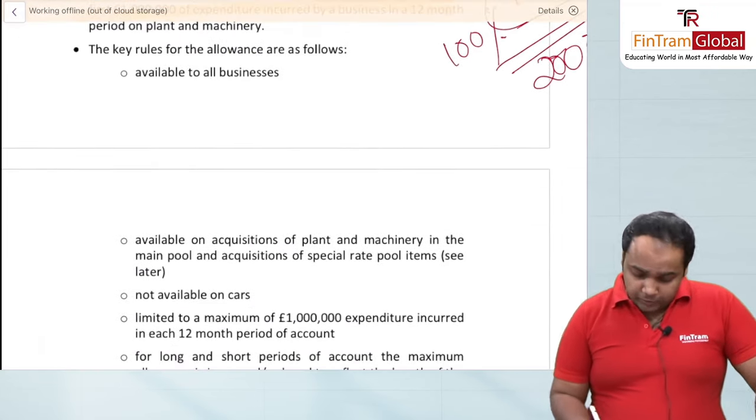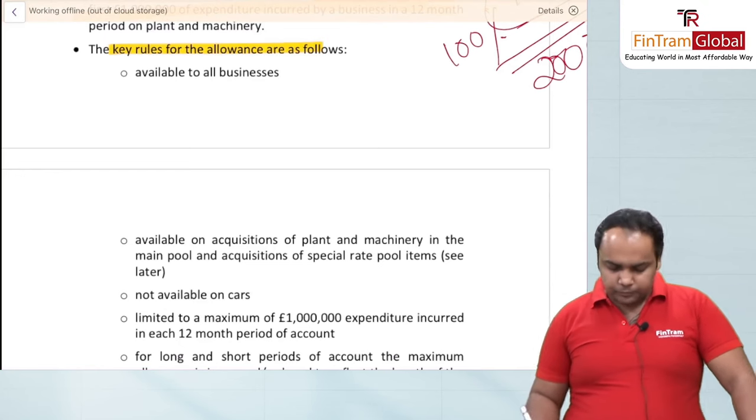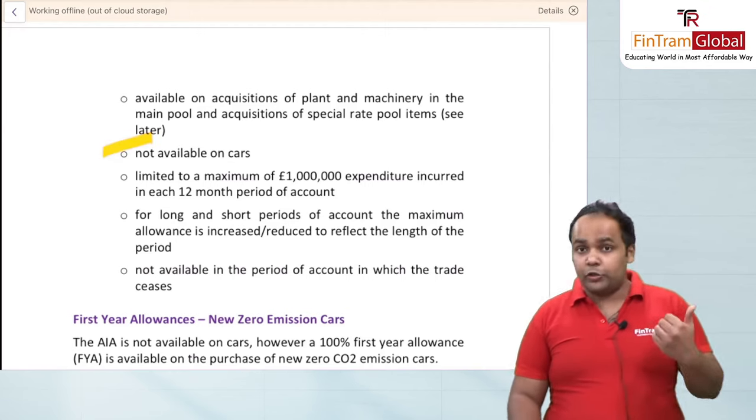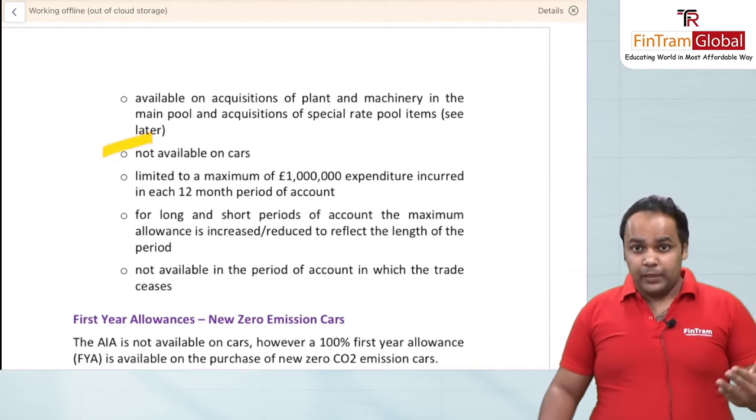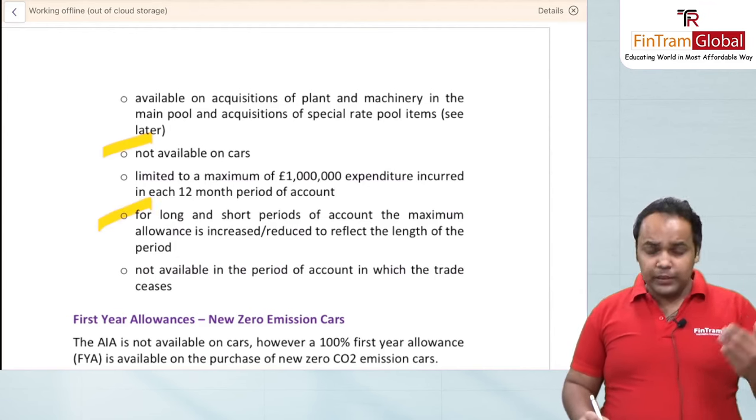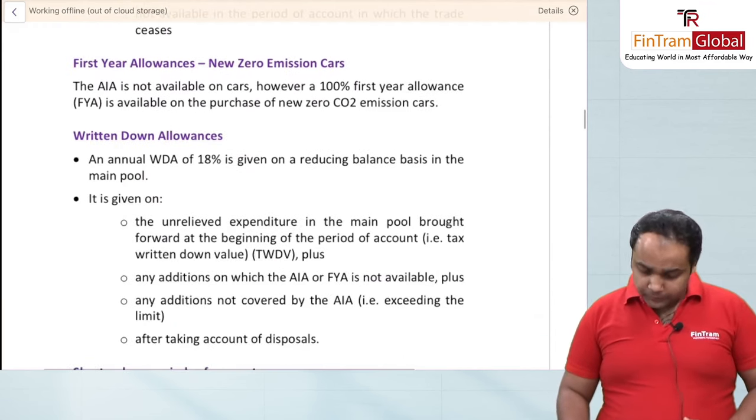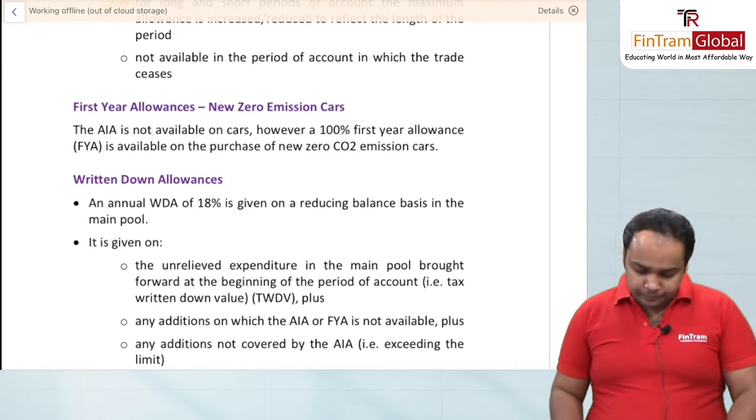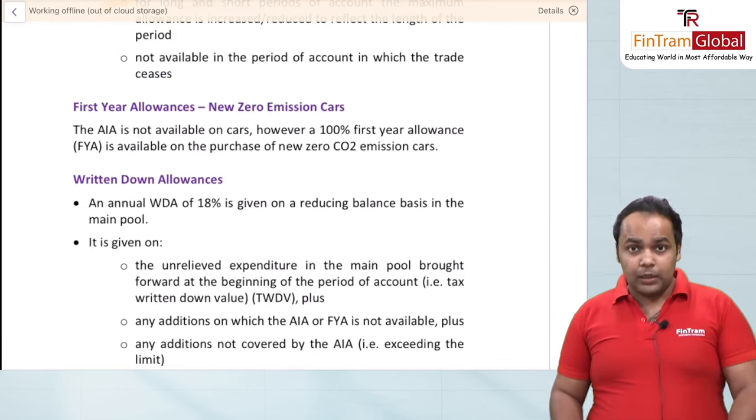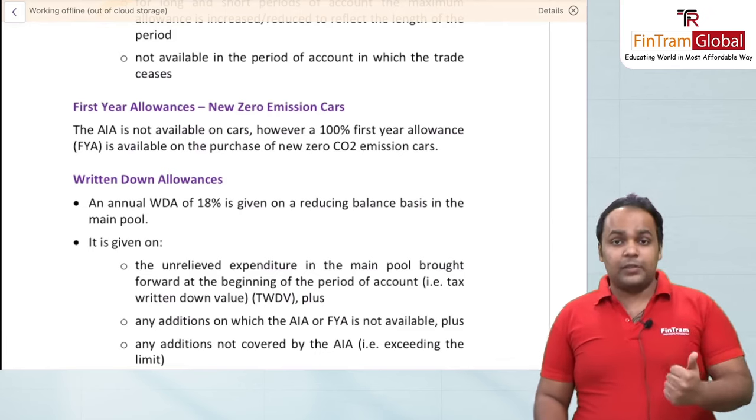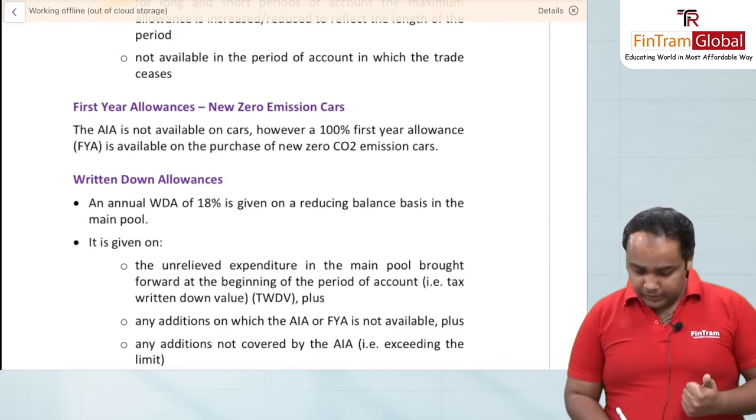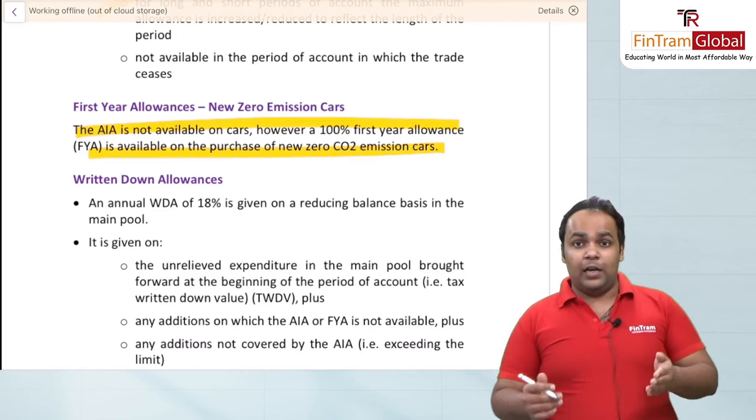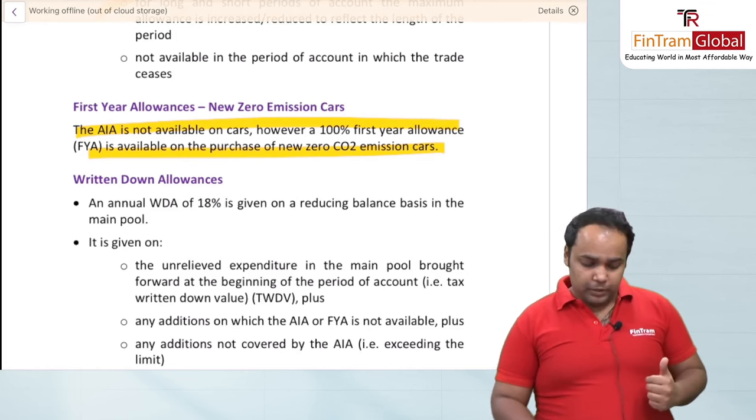Some key aspects of annual allowance that you must remember: it's not available on cars. If it's a long or short period of account, the AIA will increase or reduce proportionately. It's not allowable in the period of account in which the trade ceases. On zero emission cars, the 100% first year allowance is given. That is, it is completely tax free, and whatever the original purchase cost of the car is, 100% is allowed as a reduction through capital allowances.